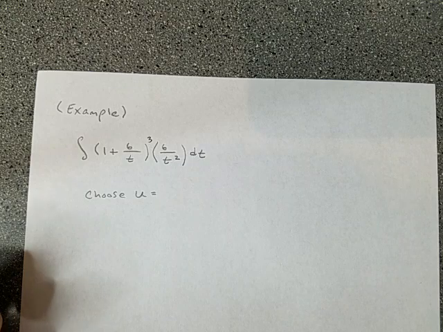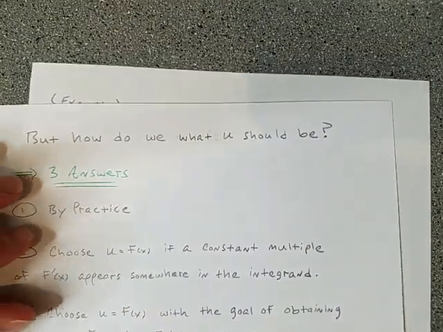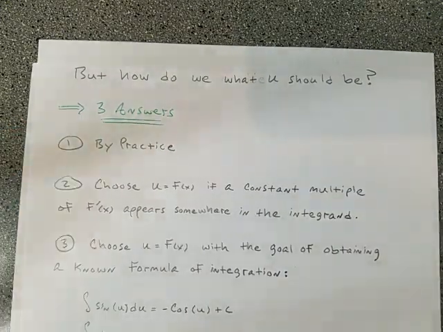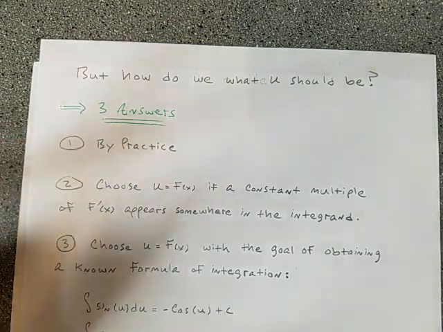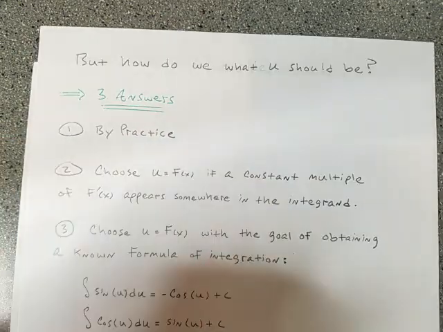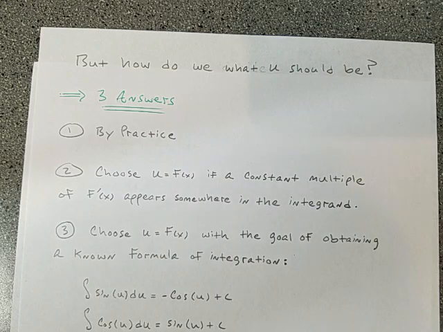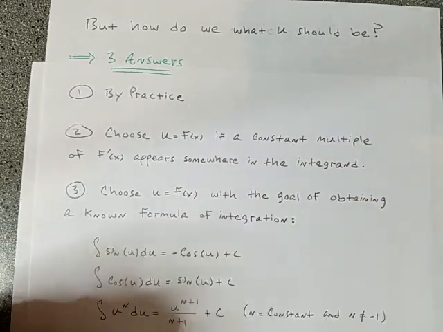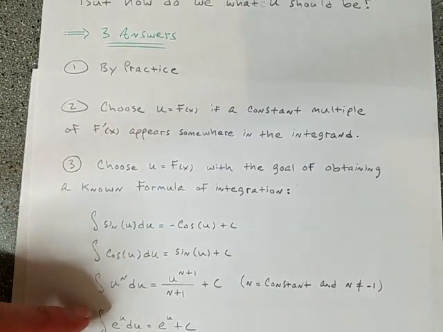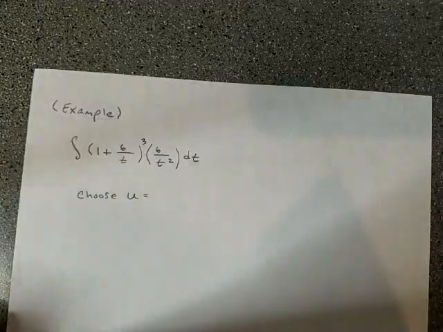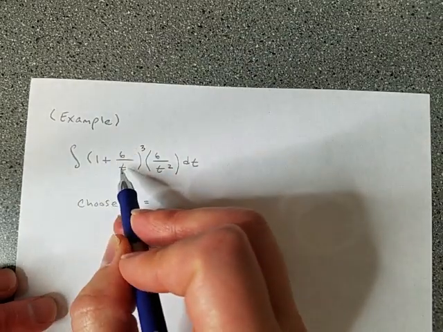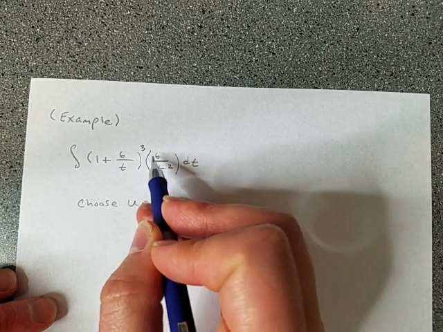Well, all right, remember, here's the motivating factor in all this. How do you choose u? Well, by lots of practice, maybe you're just naturally smart and you just know. You can choose u such that a multiple of its derivative is somewhere else in the integrand, or you can choose u so that you end up with some formula that you know already. So I could look at this one like this. I could say, if that's u, this is the du, right?